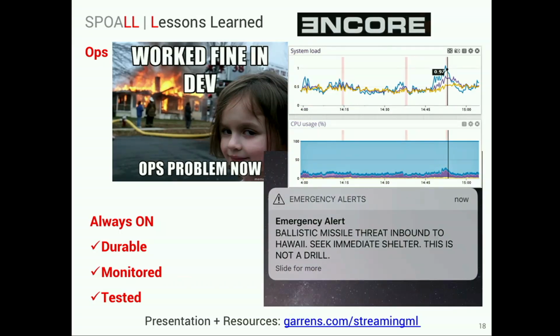If you all remember back to January 13th, which I'm sure will live in infamy for those who live in Hawaii, there was a ballistic missile threat inbound to Hawaii. It was not a drill, apparently, but it ended up being a false alarm. If we don't consider the durability, reliability, monitoring and testing of our systems, I want this to be a very clear case of what can go wrong. You can cause panic for hundreds of thousands of people at the drop of a hat, where they think their entire life is coming to an end.